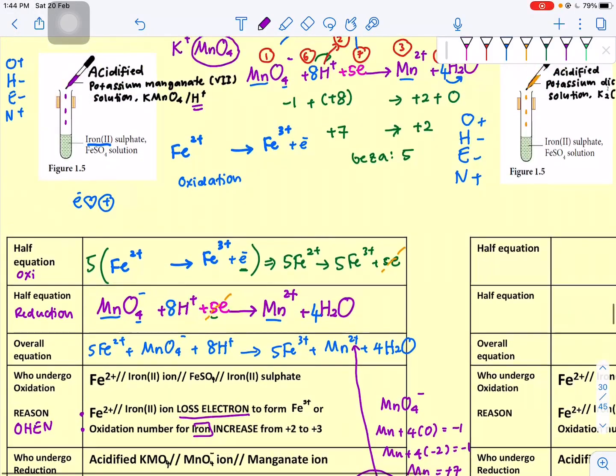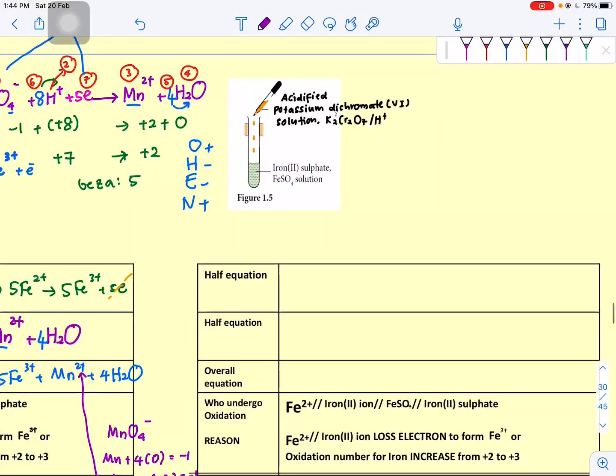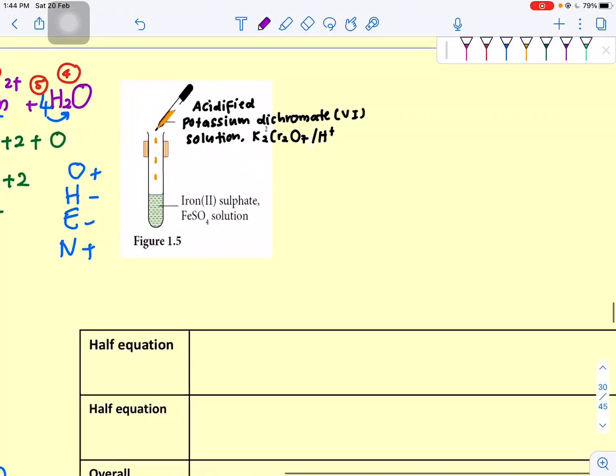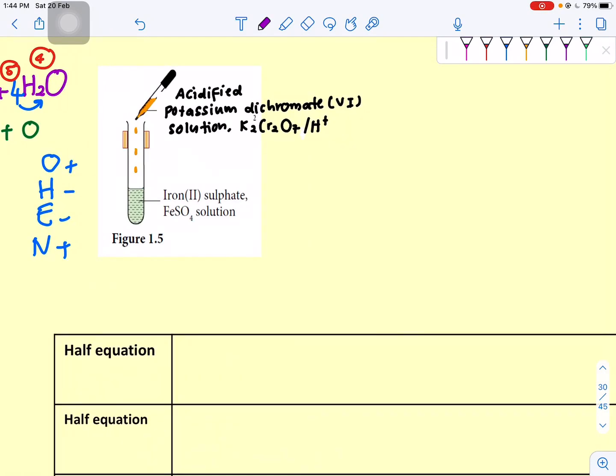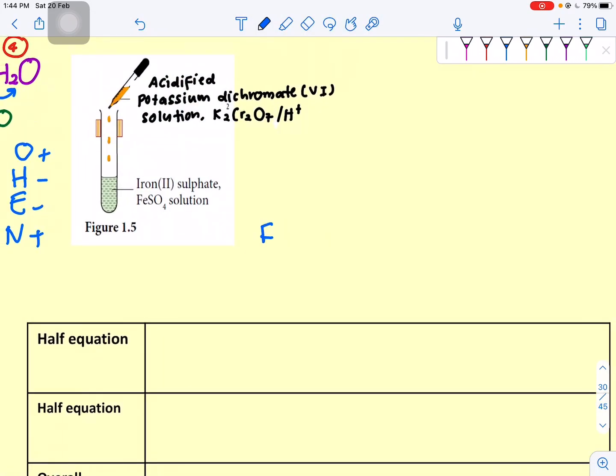Okay, this is the second example, pakai acidified potassium manganate. Next is the other example, I still use iron 2 sulfate. Actually tak semestinya iron 2 sulfate, it can be iron 2 nitrate. So tak ada masalah pun, sebab yang kita nak sebenarnya adalah iron 2. Bila kita berjaya detect kita ada iron 2, dia jadi iron 3. Perbezaan 1 elektron akan berada lebih positif, so will be on the right side. Oxidation number increase from positive 2 to positive 3. So this is oxidation reaction.